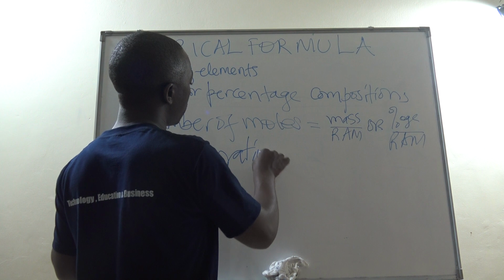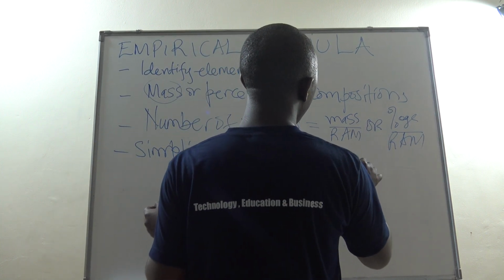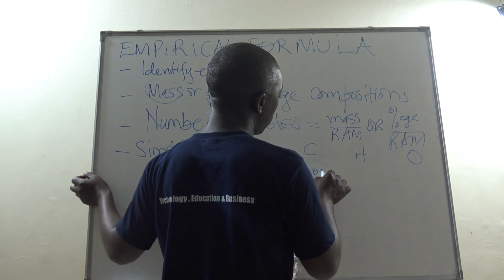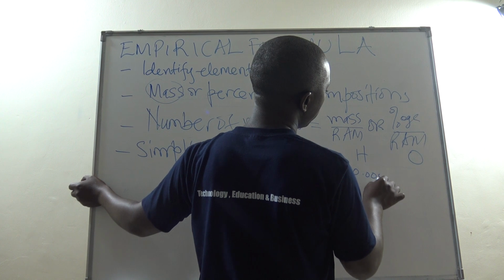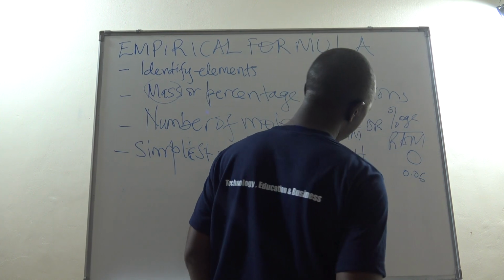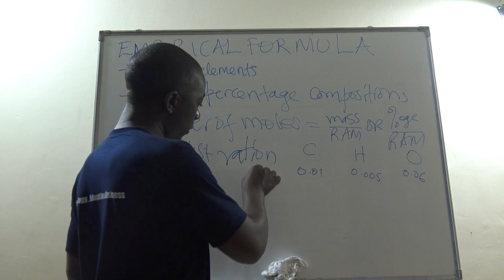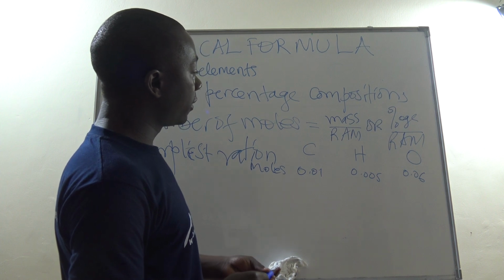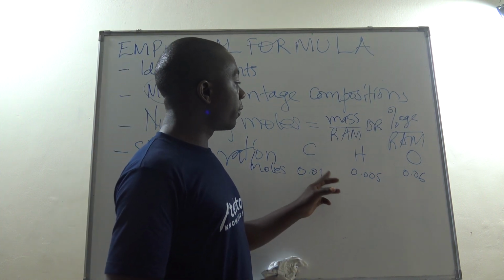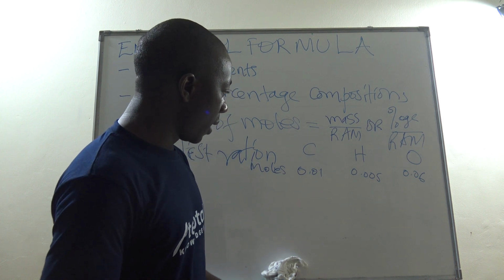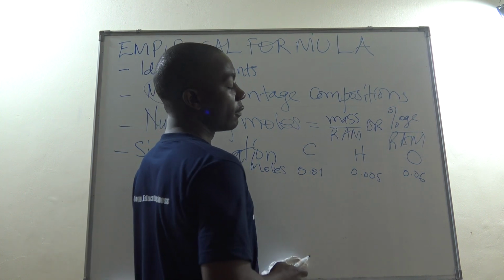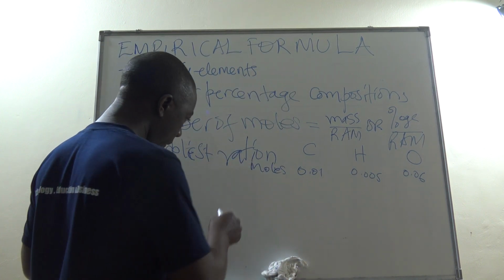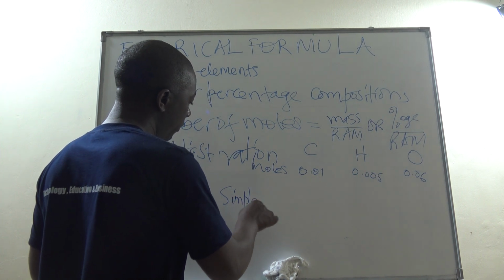Now here I want to give an example. I could say I'm having carbon to hydrogen to oxygen, when I have here 0.01, 0.005, 0.06. I'm showing that these are my moles. If those are my moles, then out of these three different moles I'm having, I look for the smallest value. And when I look through, the smallest value could be this one of hydrogen. Then I divide throughout. And I say, I'm now getting the simplest ratio.